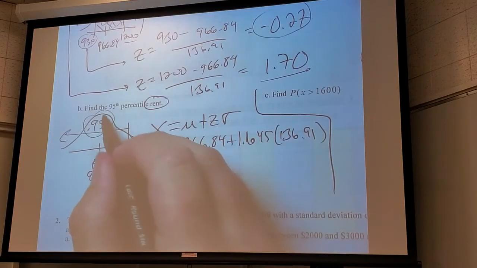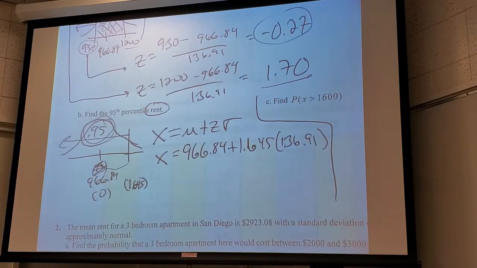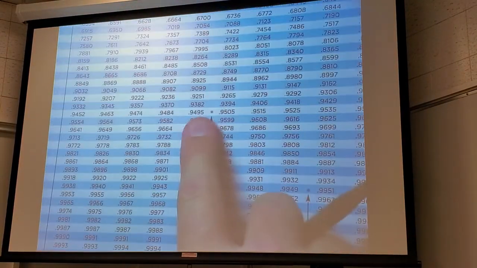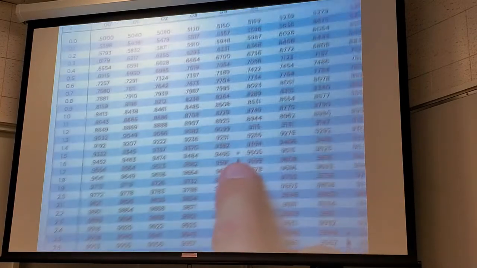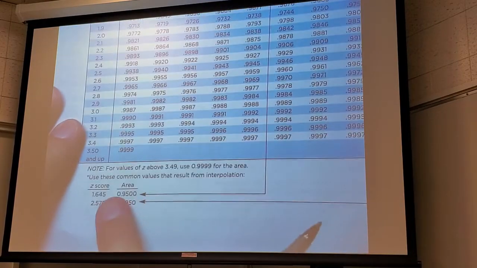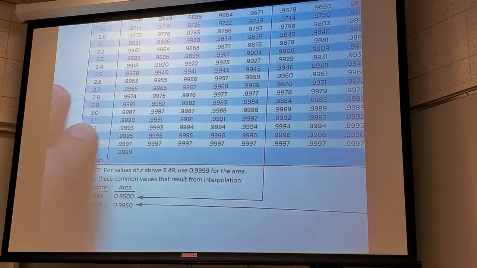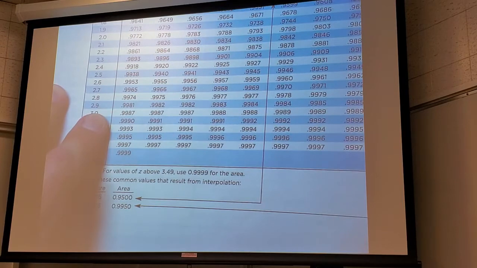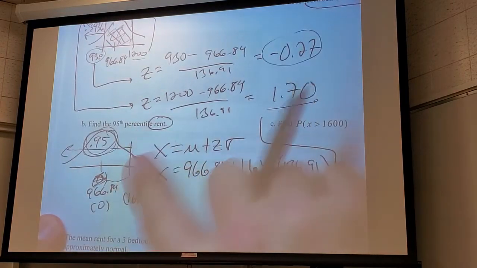So for 95%, I need to know what Z-score I would look up that would give me 95% as an answer. 95% is right between 1.64 and 1.65, so it's 1.645. That's one of the weird ones where they split the difference because it's right in the middle. We know we're on the positive side.